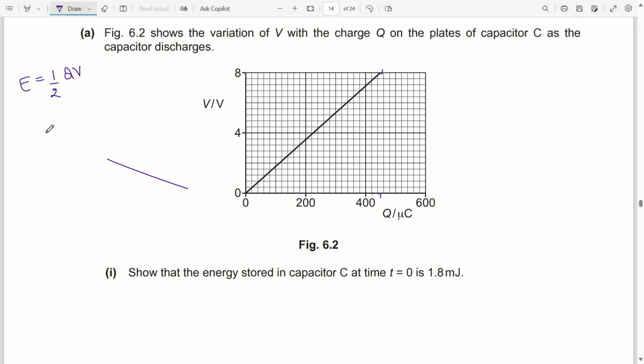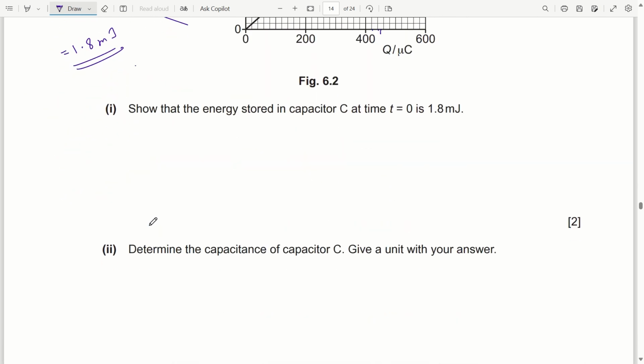So here the charge is 450 microcoulomb, that is 10 raised to power minus 6, and potential is 8 volt. So on solving we will get 1.8 into 10 raised to power minus 3 joule, or you can write 1.8 millijoule. Let's move on to the next question.